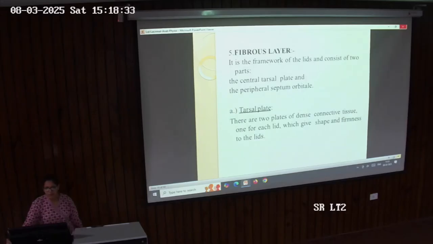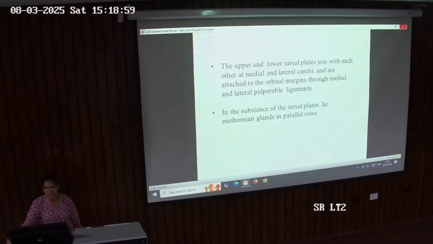Fibrous layer is the main framework of the eyelid, and it consists of two parts: the central tarsal plate and the peripheral septum orbitale. It is the main part which forms the anatomy of the eyelid. The tarsal plate is a thick plate, and there are two plates of dense connective tissue, one for each lid. One is for the upper lid and another is for the lower lid, which give the shape and firmness of the eyelid. Upper and lower tarsal plates join with each other at the medial and lateral canthi and attach to the medial and lateral palpebral ligaments.